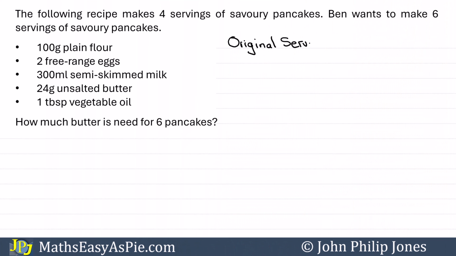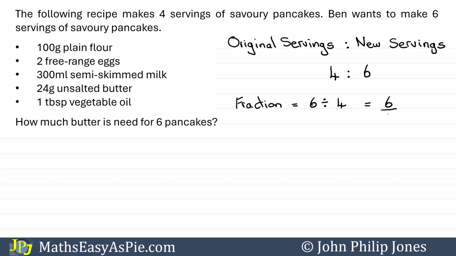Original servings to new servings is in the ratio of 4 to 6. It is now a case of converting this ratio into a fraction that we use to multiply the amount of butter for 4 servings. And of course, we want the amount of butter to increase. So the fraction we create is 6 divided by 4, not 4 divided by 6, because we want the amount of butter, in this case, to get bigger.